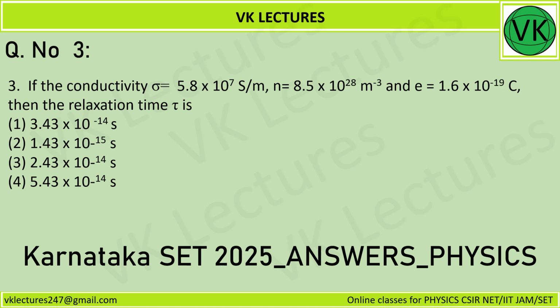Question number 3. If conductivity sigma is equal to 5.8 into 10 to the power 7 Siemen per meter and n equal to 8.5 into 10 to the power 28 per meter cube, that is number of electrons, and the electric charge is equal to 1.6 into 10 to the power minus 19 coulomb, then the relaxation time tau is given by.